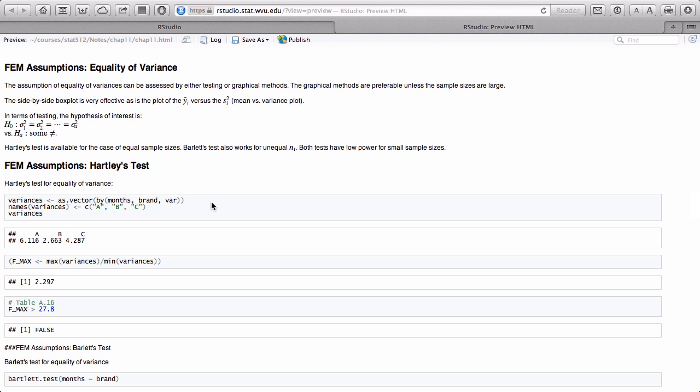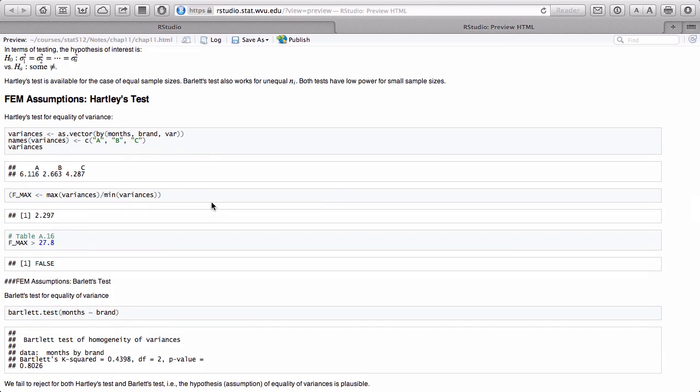And there's a procedure in the book called the Fmax. So first of all, this by statement says I want to compute the variances of months by brand. So the terminology is by months brand, var. Var says I want to compute the variance. If I wanted the means, I would simply replace var by mean. So it's going to compute the variances of months for each brand.